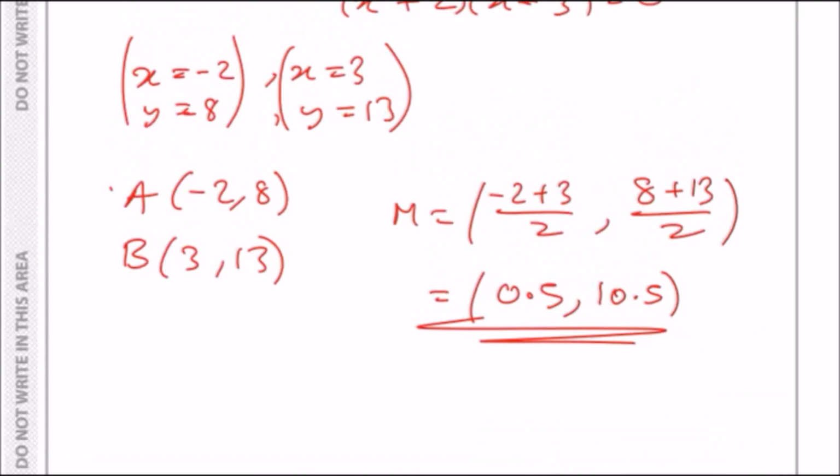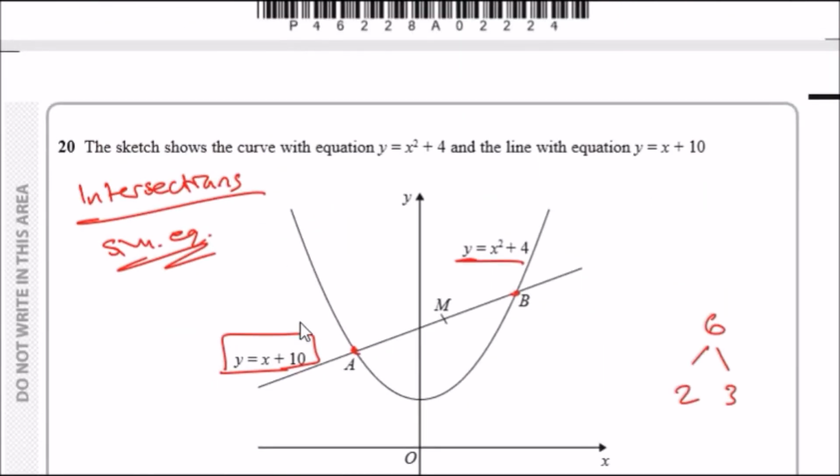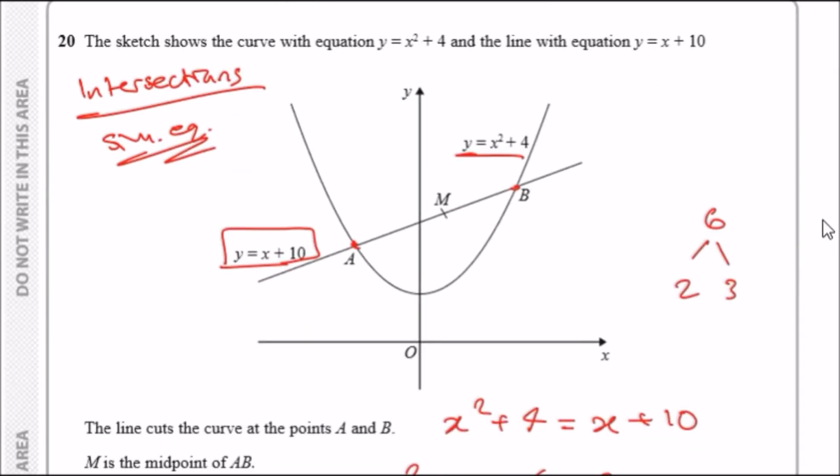So very easy for 6 marks, I believe. As long as you understood that they're intersecting, you find the coordinates and then you can find the midpoint. That's really all there is, honestly.